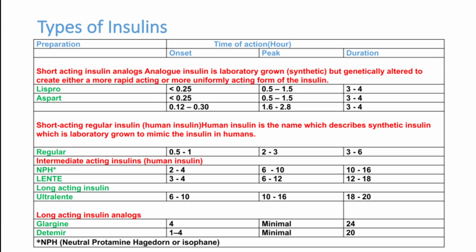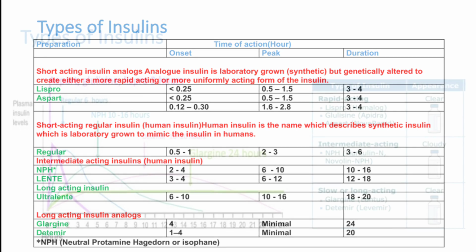Now long-acting insulins are otherwise called basal insulins. They will not produce any peaks, so they act slowly in the human body. They remain for 24 to 26 hours, sometimes even more than that, but they never produce peaks. So hypoglycemic episodes are not very common with this type of insulin. These are the different types of insulin available in our country.